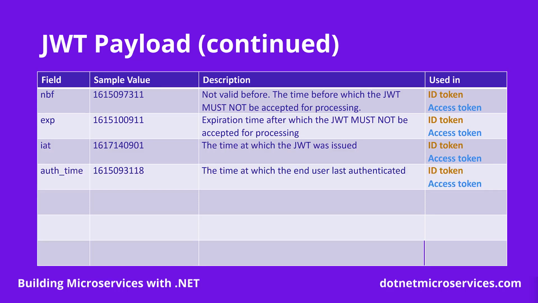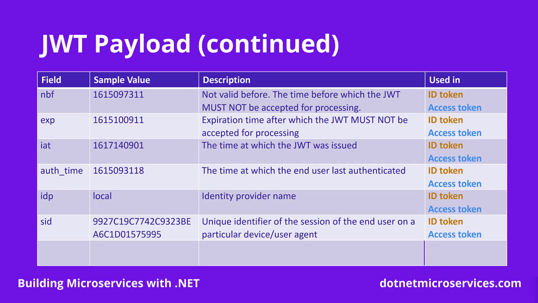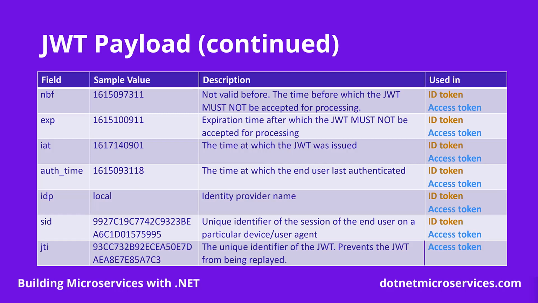Auth time is the time at which the end user last authenticated. IDP is the identity provider name, which in our case will just read as local, because it's a local identity server. SID is the unique identifier of the session of the end user in a particular device or user agent. This could be useful, for instance, when the user signs into multiple devices and the server might want to terminate a particular session. And lastly, we have JTI, which is the unique identifier of the JWT itself. So this could be used to prevent the JWT from being replayed.